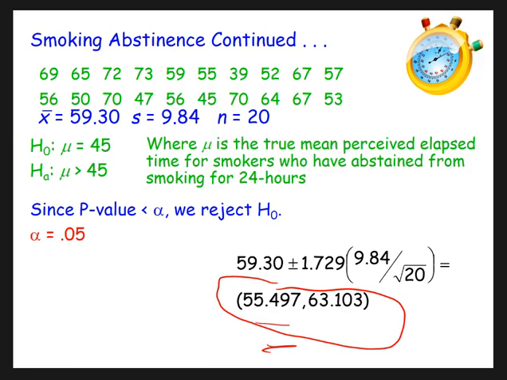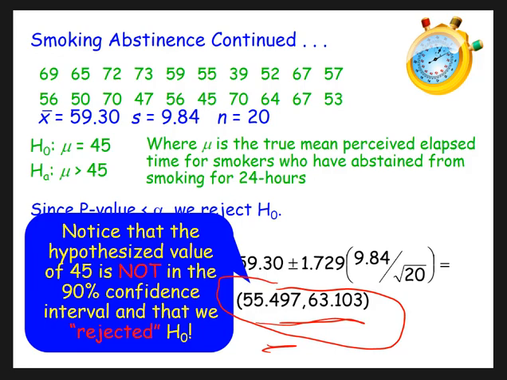Notice 45 is not in that interval. So this confirms or reaffirms that, yes, the value of this sample does appear to be greater than 45, legitimately greater than 45. So that supports our conclusion to reject H0.